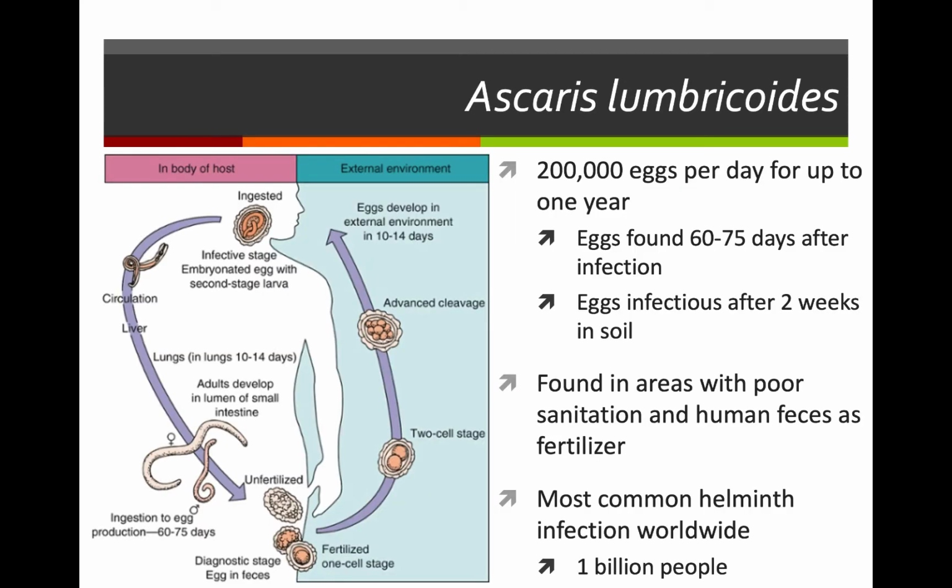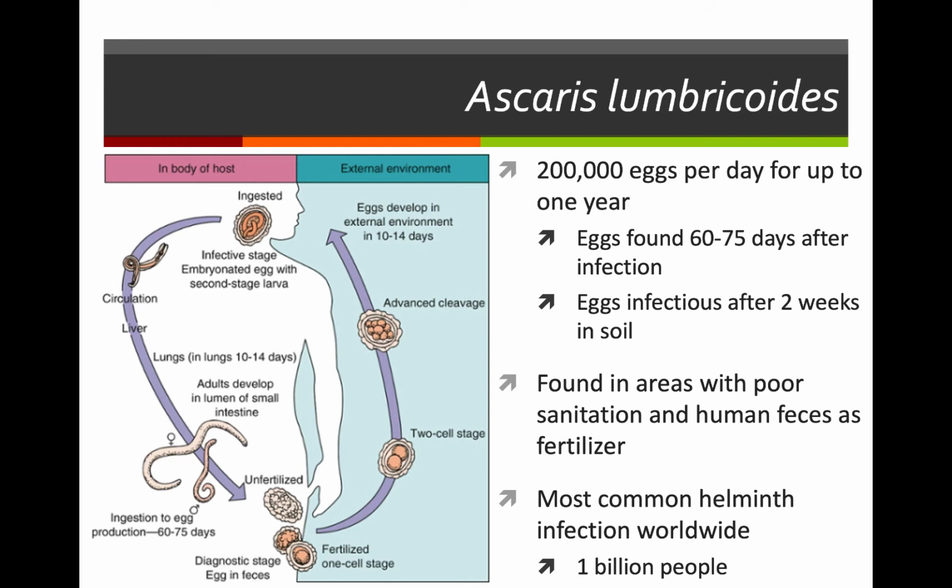The next nematode infection is Ascaris infection. This is a really dangerous parasitic infection. These worms cause really severe disease. They can lay up to 200,000 eggs per day for up to a year. And the scary thing about these eggs is that they can remain infectious in the soil, and they become infectious approximately 2 weeks or so after they have been deposited in the soil.